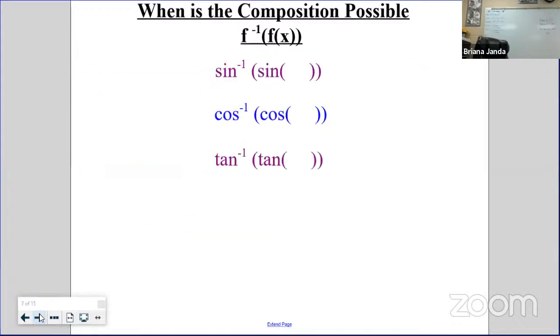When can we do the other way around, where the inverse is on the outside? Always, okay? So there's just that one little situation for inverse sine and inverse cosine that we have to be cautious of. But if your composition is in this direction, where the inverse is on the outside, it will always work, because the first part will give us some sort of value that we can take the inverse of, always, okay?